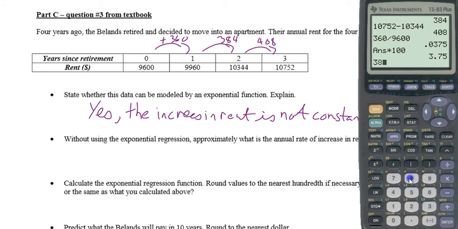What about 384 divided by 9960 times 100? 3.85. What about 408 divided by 10344? 3.94. So what's the percent increase, approximately?